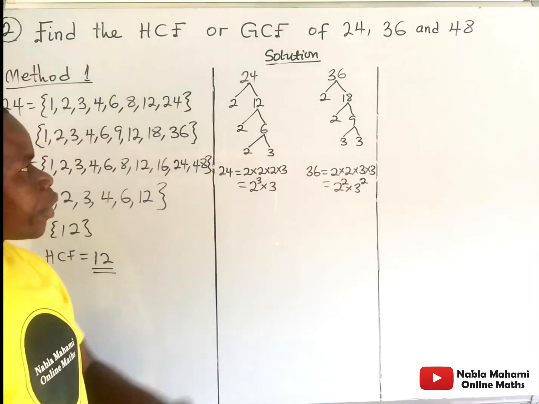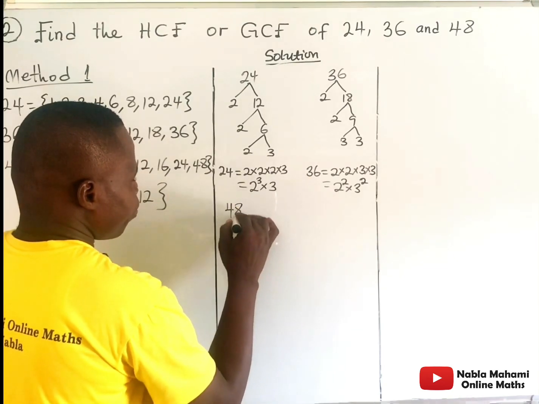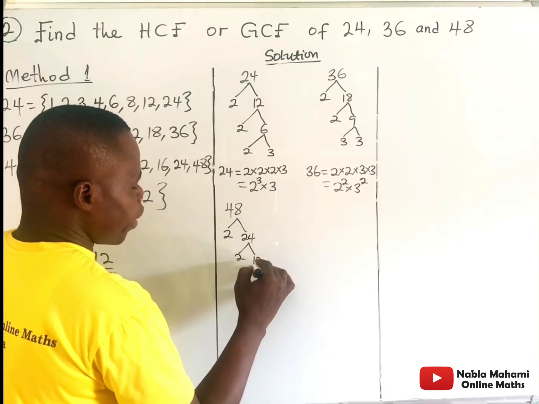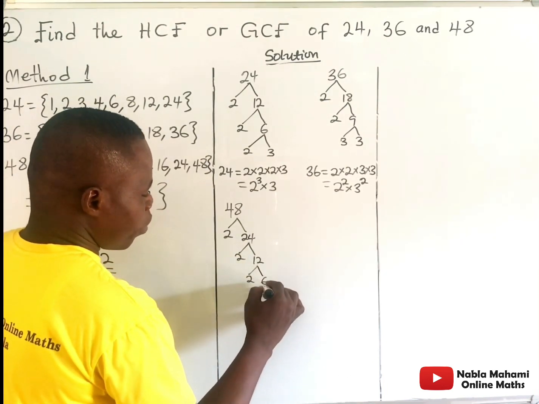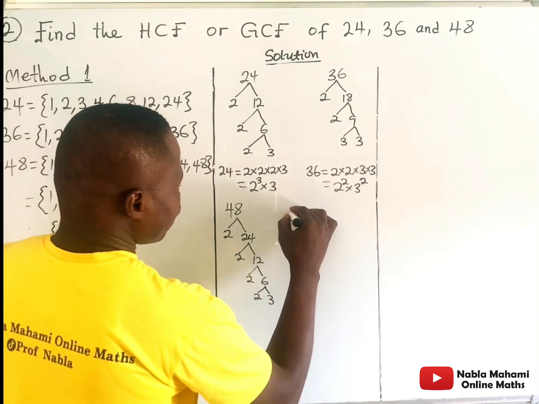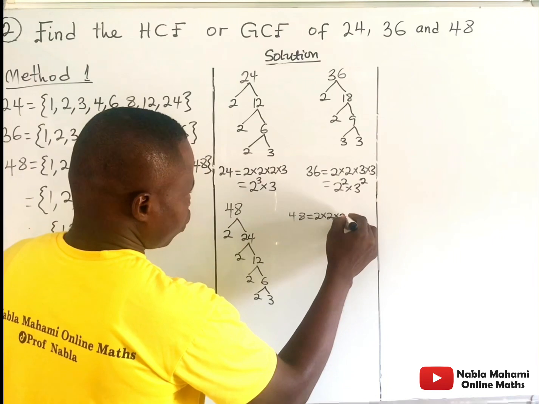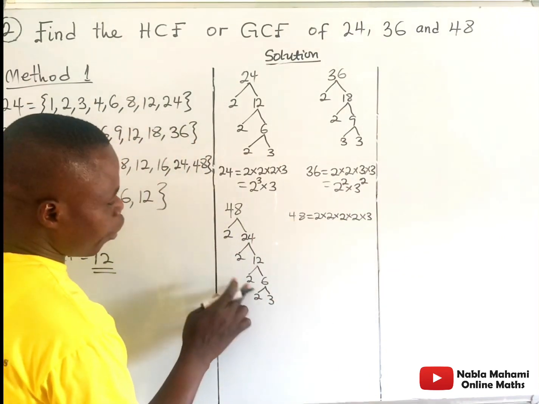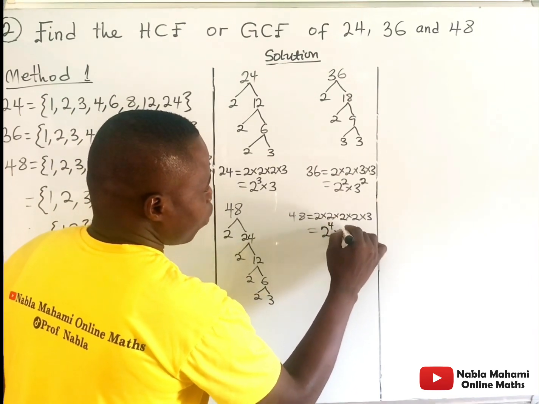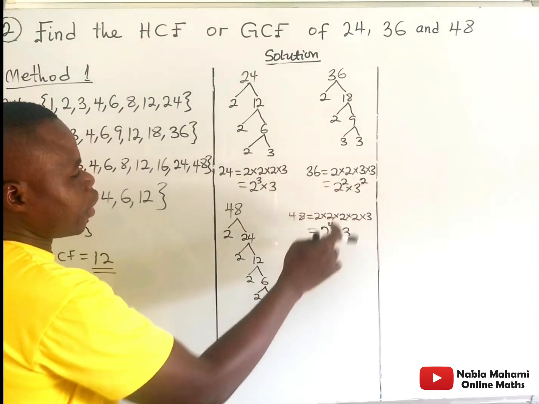Now, take the last number, which is 48. Breaking it will be 2 times 24. Then we'll break 24, which is 2 times 12. Break 12, which is 2 times 6. Breaking 6 will be 2 times 3. And this means that 48 is the same thing as 2 times 2 times 2 times 2 times 3. The 2's are 4 times this 3. So this will give me 2 to the power 4 times 3. Now, this one is the 24 expression, this is 36, this is 48.